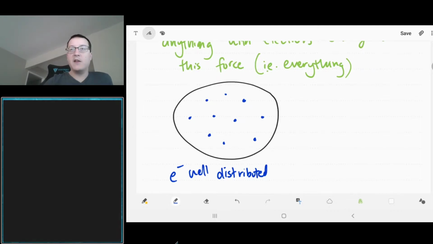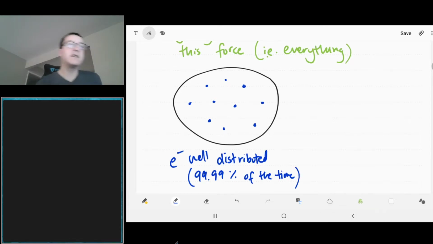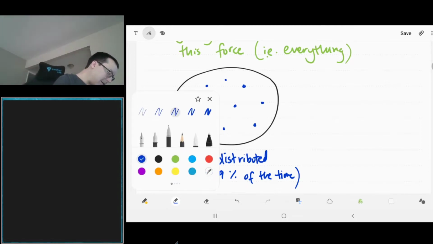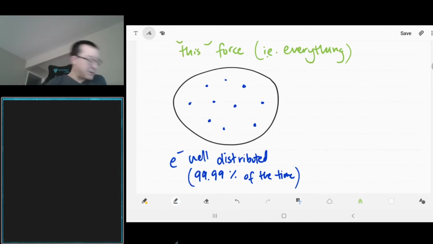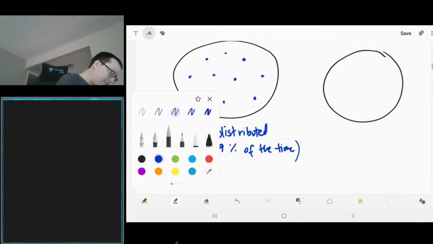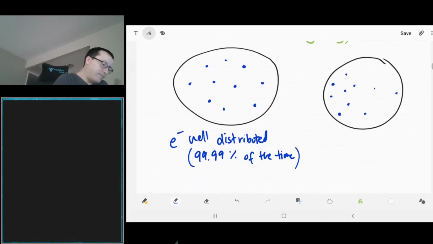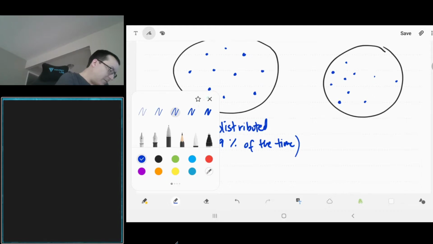This is kind of the normal, 99.99% of the time. They just happen to be zipping around, and there we go, we have a fairly even spread. But that 0.01%, I didn't mean to make these different shapes. But that's okay.